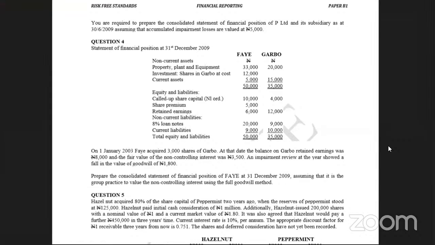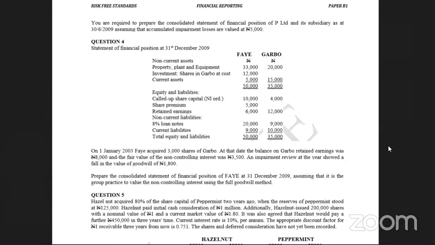Statement of financial position at 31st December 2009. We have Faye and Garbo. All figures are assumed to be correct. On 1st January 2003, Faye acquired 3,000 shares of Garbo. At that date, the balance on Garbo retained earnings was 8,000 naira, and the fair value of the non-controlling interest was 3,500. Quick one: what did you say in this question? Acquisition many years.